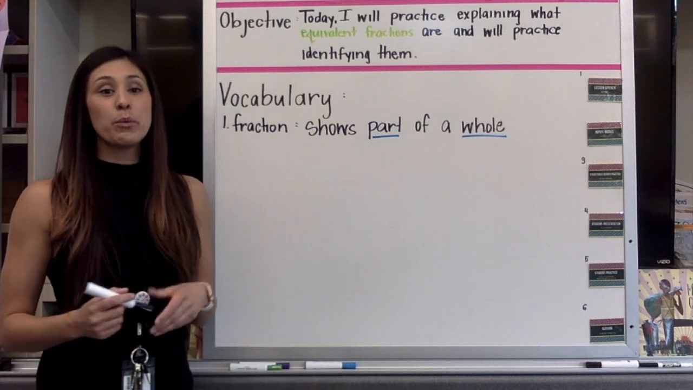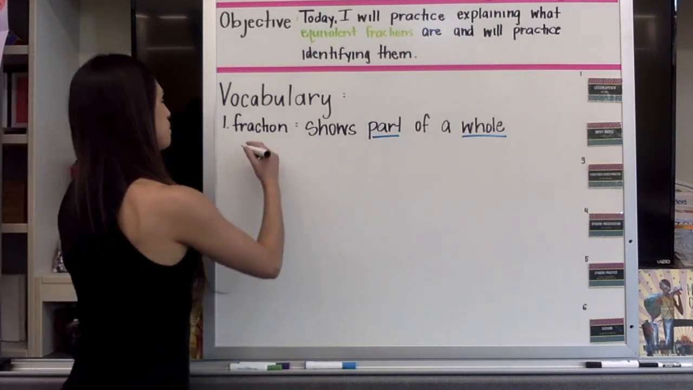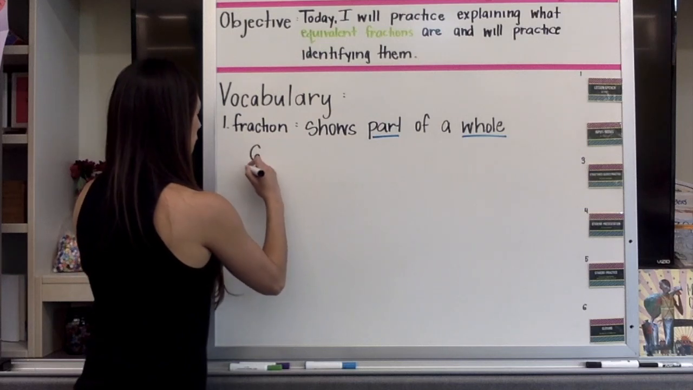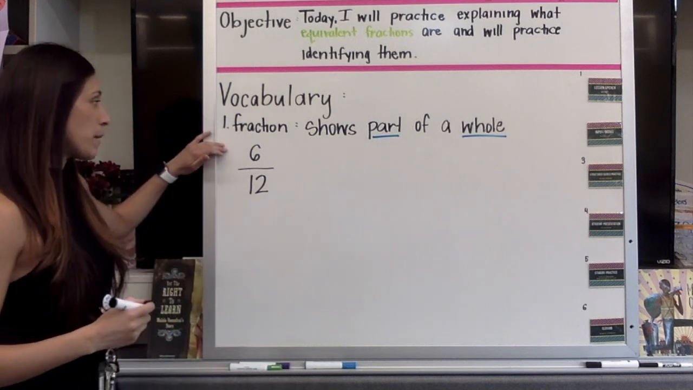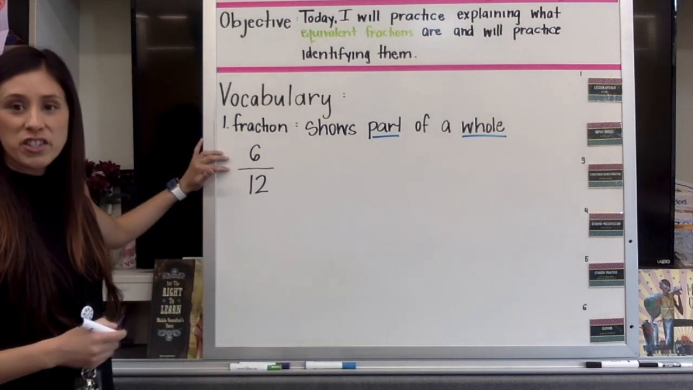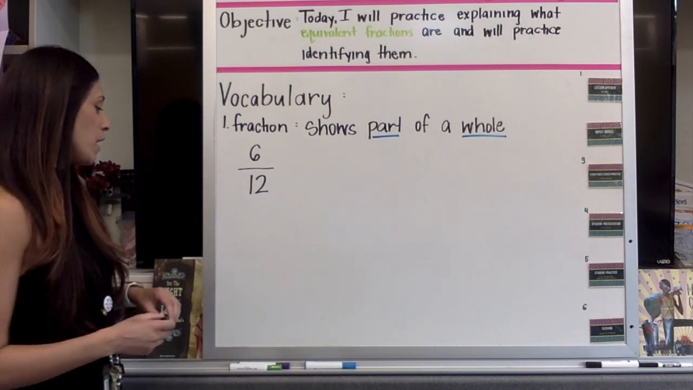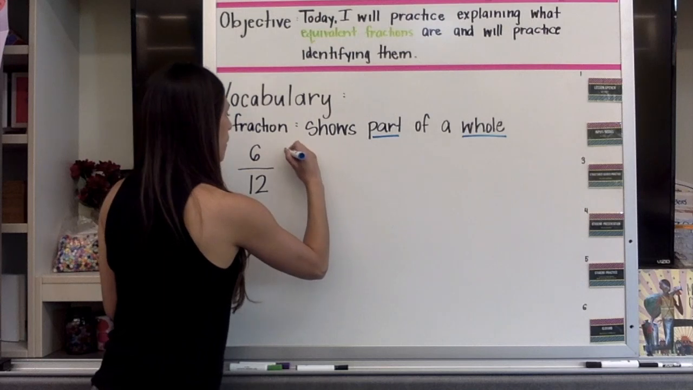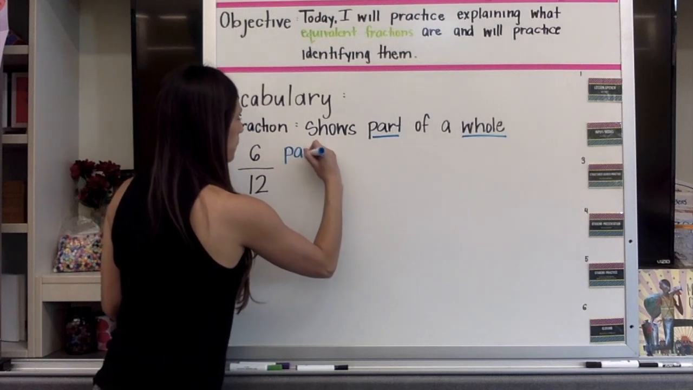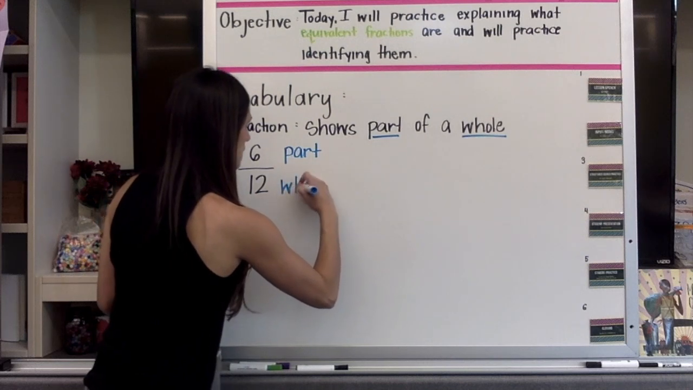And then to write a fraction, we have to write them in a really special way. So we would write a fraction just like this. We have a top number, a fraction line or fraction bar, and then a bottom number. And the top number is the part. The bottom number is the whole.